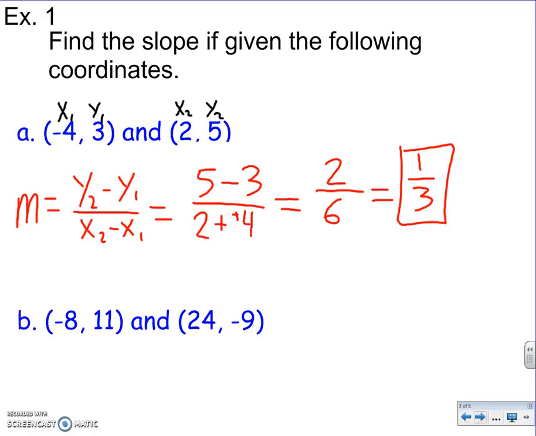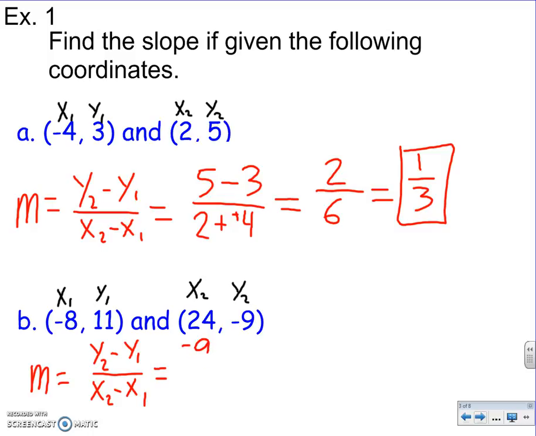For B, same thing, I have 2 points. Same formula, slope equals y2 minus y1 over x2 minus x1. Again, label your points, x1, y1, x2, y2, and just fill it in. y2 is negative 9 minus y1 is positive 11, all over x2 is 24 minus x1 is negative 8. Again, I see a minus a negative, that's really adding.